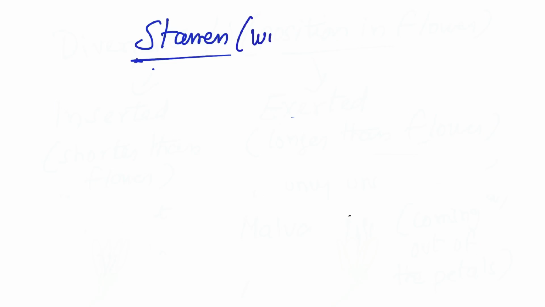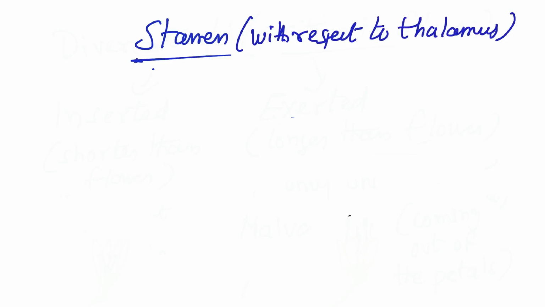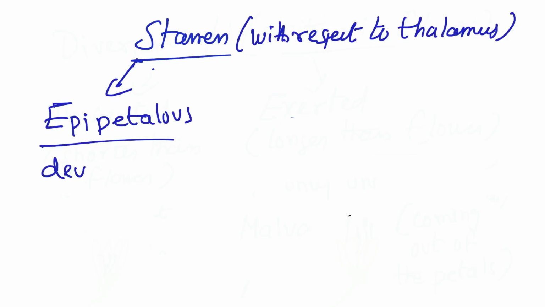Going on to another division, this is with respect to the thalamus. We know that the thalamus is the bulged portion on which the other floral parts develop. So how is the development of the stamen with respect to the thalamus? That's the key point, which is the basis of this particular division. The first one is called Epipetalous. What is Epipetalous? It basically means that the stamens are borne on the thalamus, and it is fused with the petals.